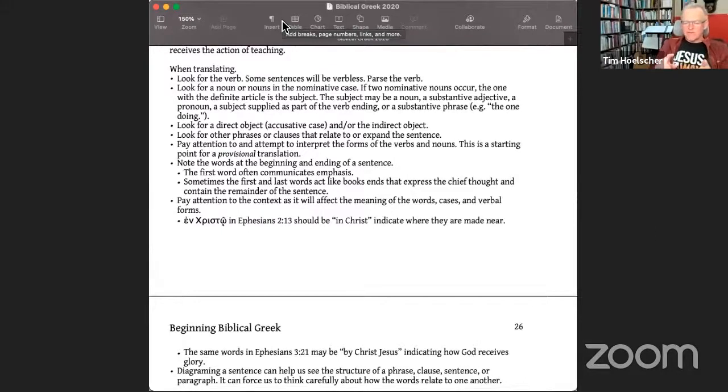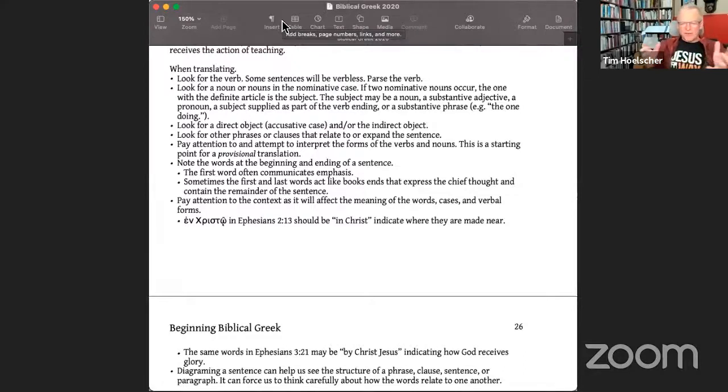So we found a verb, we found a subject, we found a direct object if the sentence has one, we found an indirect object if the sentence has one. And so then we're going to look for other phrases or clauses that expand the idea that's being expressed in the sentence.